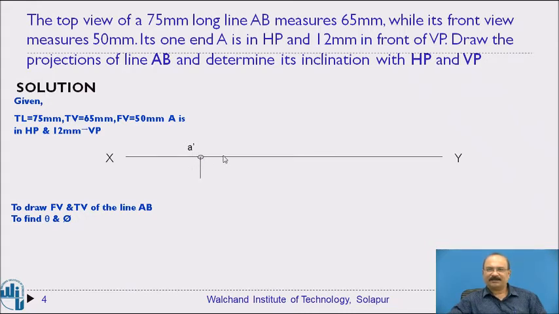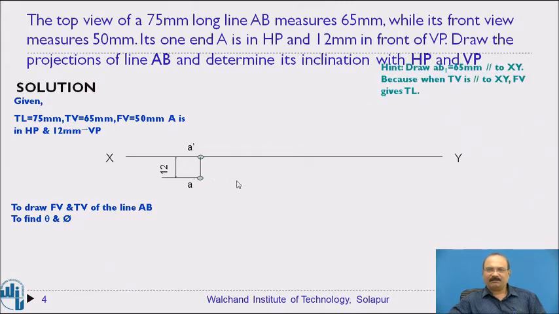Now we have to take the dimension given in the problem, 12 millimeter in front of VP. We have to measure from the XY line, below the XY line. All measurements with respect to the VP have to be measured below the XY line. This is the 12 millimeter position you have taken. So this point is at a distance of 12 millimeter in front of the VP. Now you give the naming: A dash as the front view and A as the top view. So this is the 12 millimeter distance. Now we move to the further step.